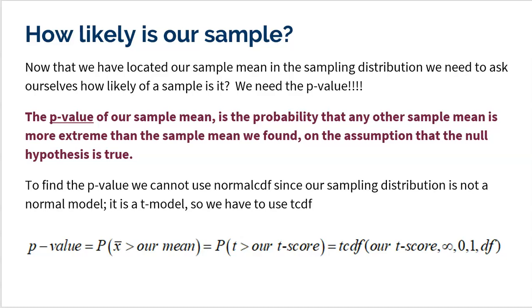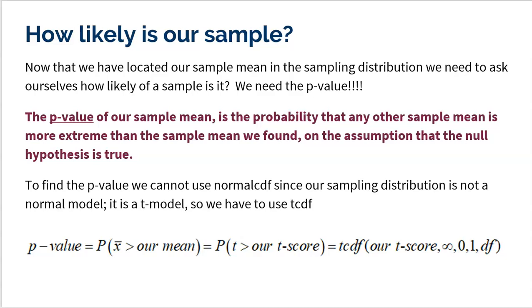First, you need to understand that the sampling distribution shows millions of sample means, not just ours. So the p-value is the probability that any other sample mean comes back more extreme than the one we found. Now, what do we mean by more extreme? Well, that's the direction of your alternative. If we think that the alternative is that it's higher, then more extreme means higher. If our alternative is lower, then more extreme means lower.